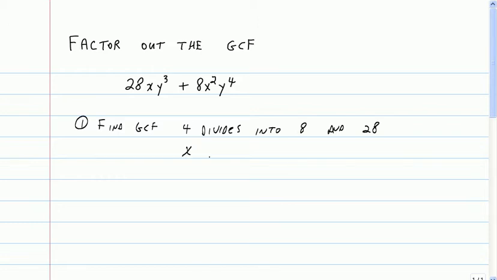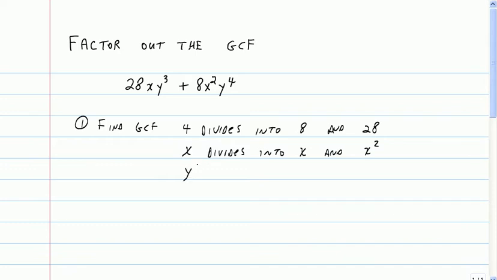We can see that x will divide into x, obviously, and also into x squared. Now keep in mind, we cannot let x squared be the greatest common factor. It's too big. We cannot divide x squared into x. But we can divide x into x and x into x squared. So the greatest common factor as far as x is concerned is just x.